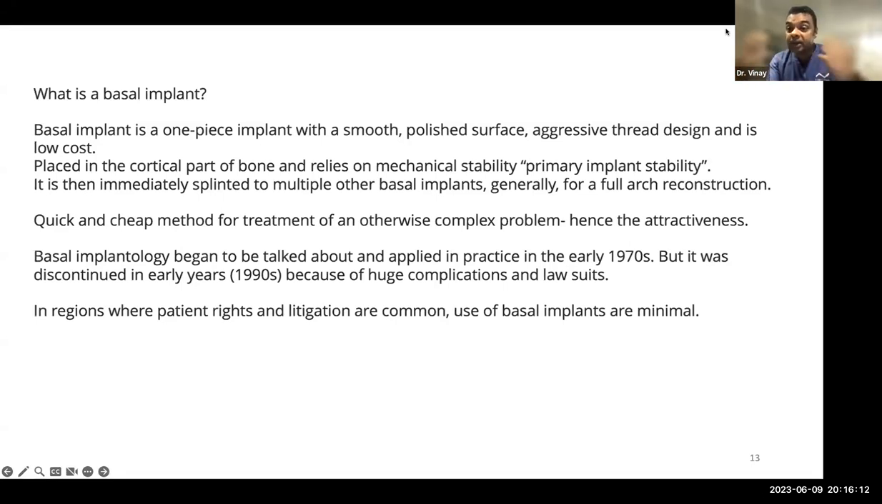When you don't think of osseointegration as a concept and only rely on mechanical stability, it is a matter of time before the whole thing comes out. Now, if you splint multiple implants and there are 10 implants, then you need the 10th implant to get loose before the whole thing comes down. But for sure, someday or the other, the whole thing will come down.